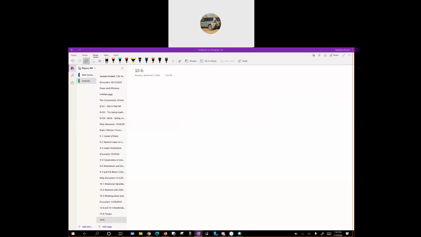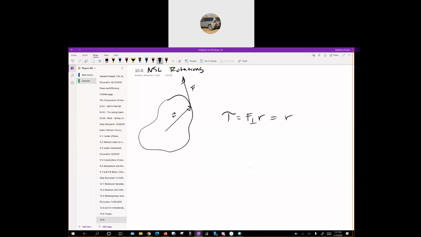All right, let's take a look at Newton's second law for rotations. Okay, we saw previously that if we had a force acting at some distance r like this, we could take the perpendicular component and find the definition that the torque is equal to that perpendicular component times r, or we could say r perpendicular times F.